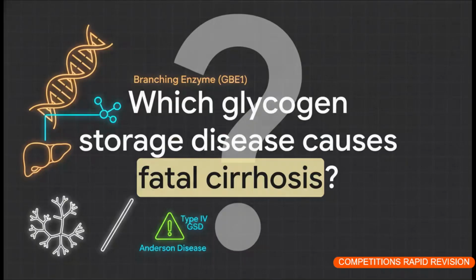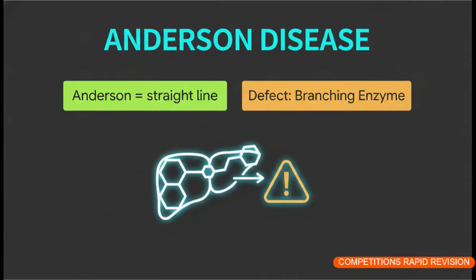Lock that in. So, let's test your active recall. The NEET PG exam is all about pressure, right? So, fire off the answer in your head right now. Which glycogen storage disease results in a straight-to-the-point, unbranched glycogen chain that eventually causes fatal cirrhosis? Any guesses? Boom, it's Andersen disease.